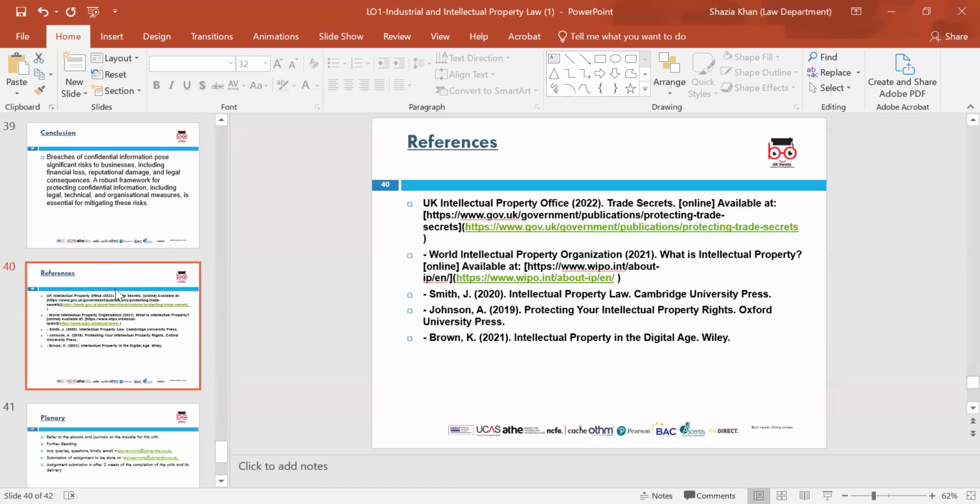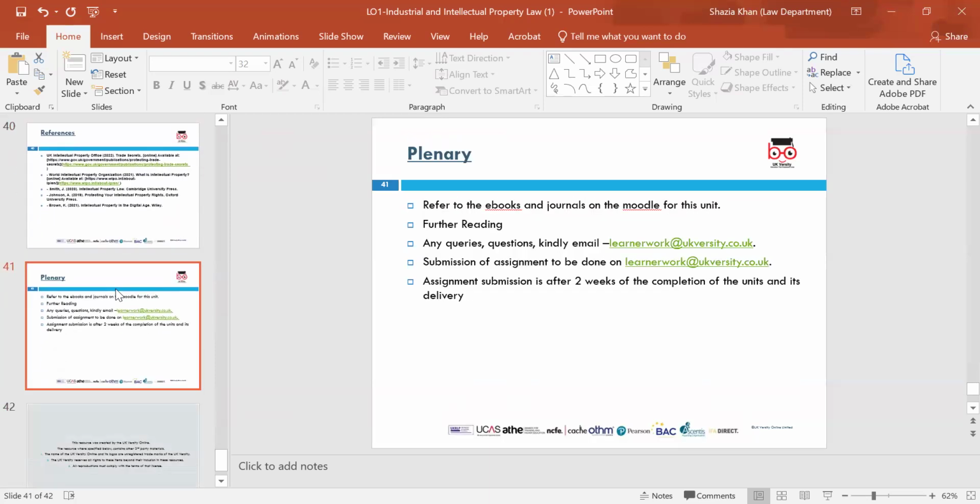These are the references used for assessment criterion 5 in regards to learning outcome 1. A lot of the references are very similar to assessment criteria 1.1, 1.2, 1.3, 1.4, and 1.5. We have some plenary, further reading, and ebooks and journals on Moodle for this unit. So make sure you go on to Moodle, where there are additional resources you can rely on for learning outcome 1.